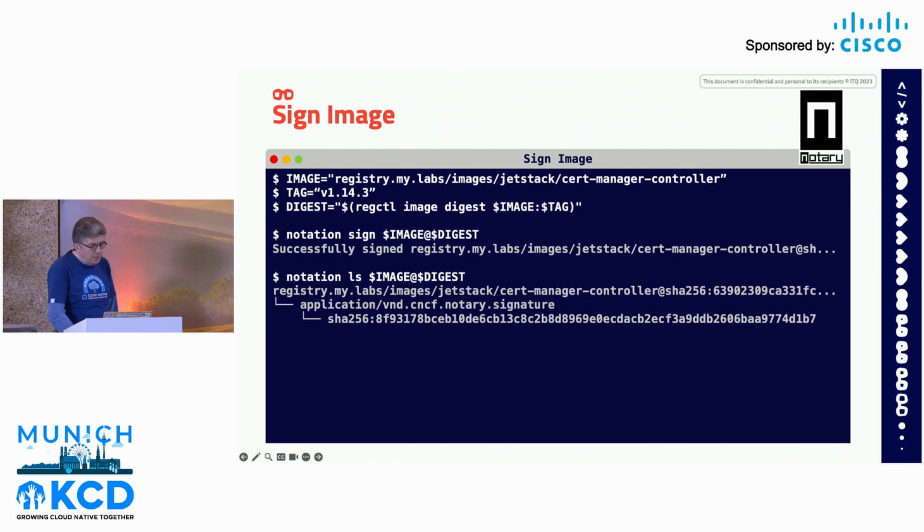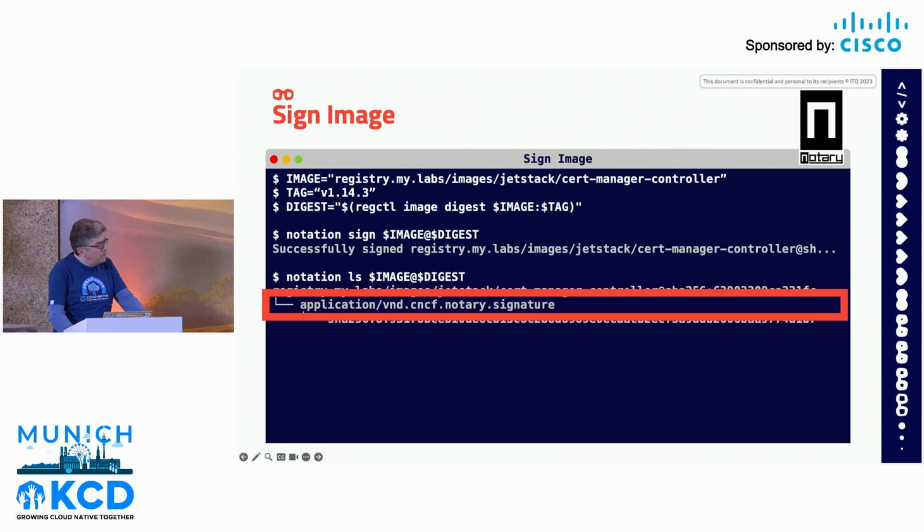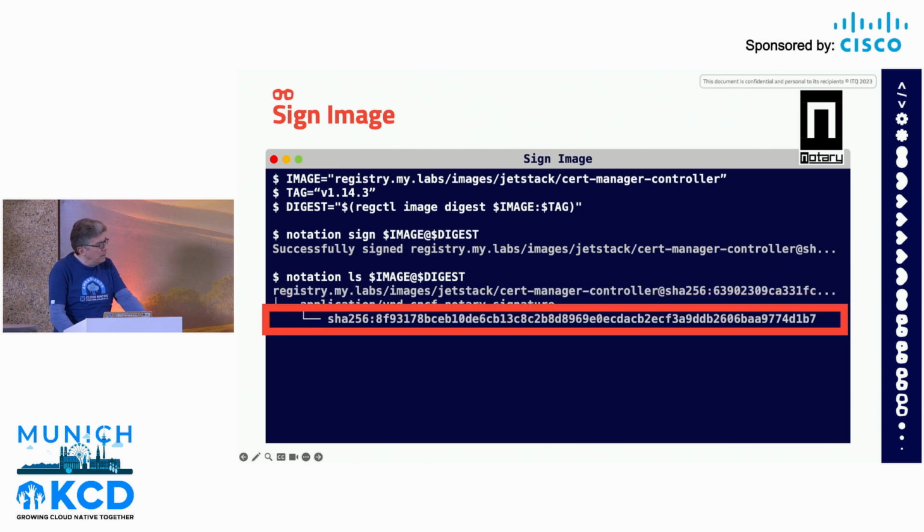Here you see, first, it's a tree, similar to the tree command you have on Linux. On top you have the image itself, the one we signed, plus the type of object that is connected to, related to, or refers to this image. Here is the Notary signature, the signature object with its digest.